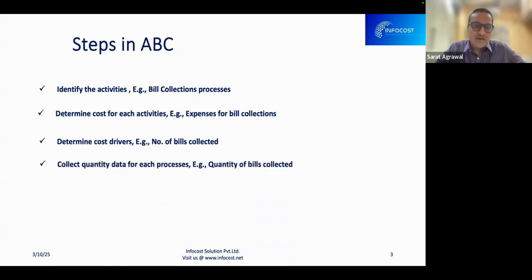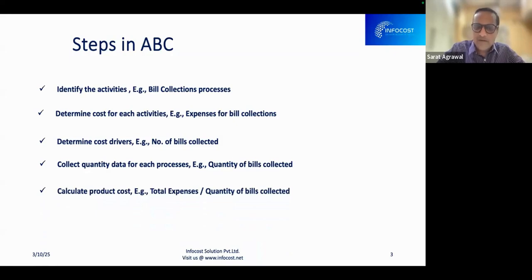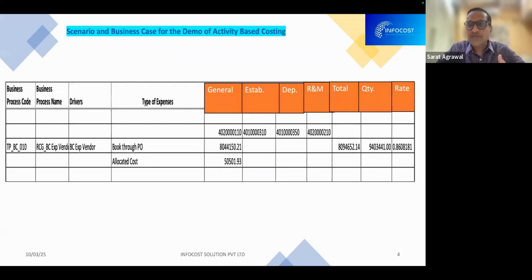And then collect the quantity data for each process, like in a month or in a day, how many bills are getting collected. And then, depending on the total expenses we have planned or actually incurred on collecting the bills for a month, we need to divide that by the total quantity of bills we have collected. So this gives us a complete picture of the per bill cost of the process.